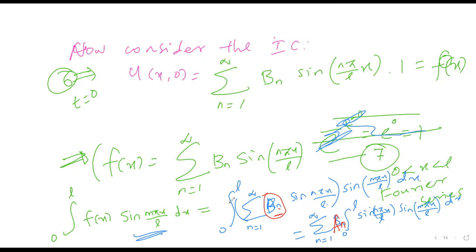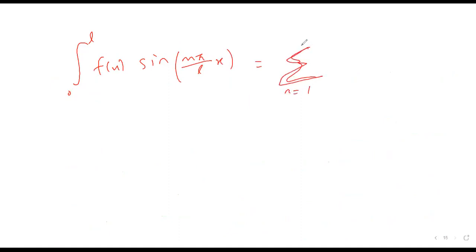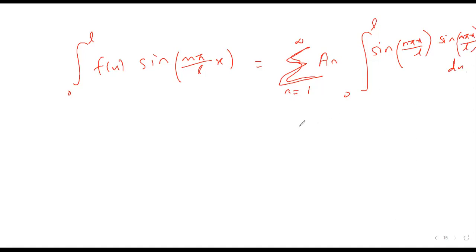So I hope you can write this equation. Let me write it again. Actually, what I have done is the integral 0 to L of f of x sine m pi x over L, which can be written as the summation n equal to 1 up to infinity of an, integral 0 to L of sine n pi x over L into sine m pi x over L dx.